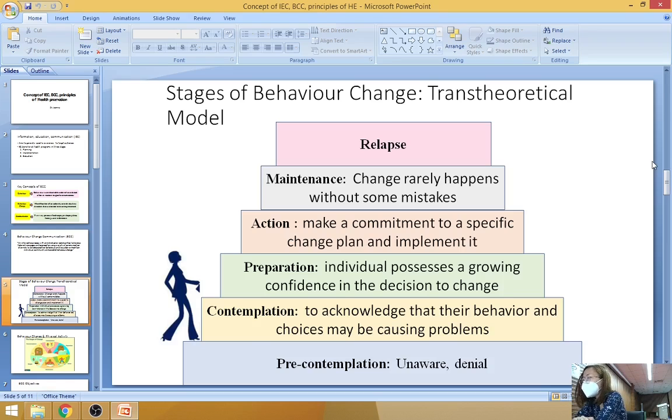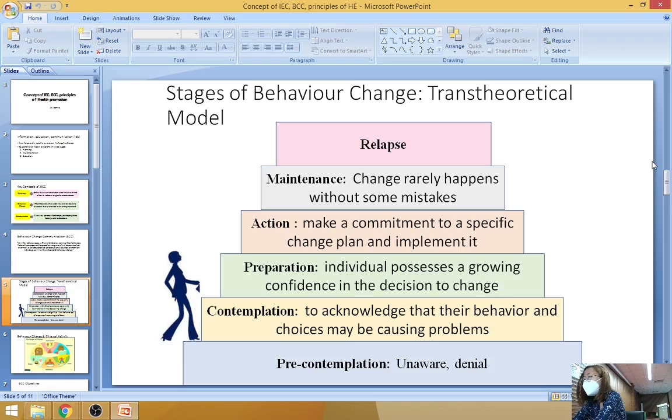Then action. Make a commitment to a specific change plan and implement it. Now he has implemented it. Whatever he has made up his mind, he has actually practiced it. Like, I will stop smoking, and he has stopped smoking. Okay. And then maintenance. Maintenance means change really happens without some mistakes. So now I have maintained it for 2-3 weeks, then in a month or 2 months, like that I maintain the non-smoking phase. Okay, that is what is maintenance.